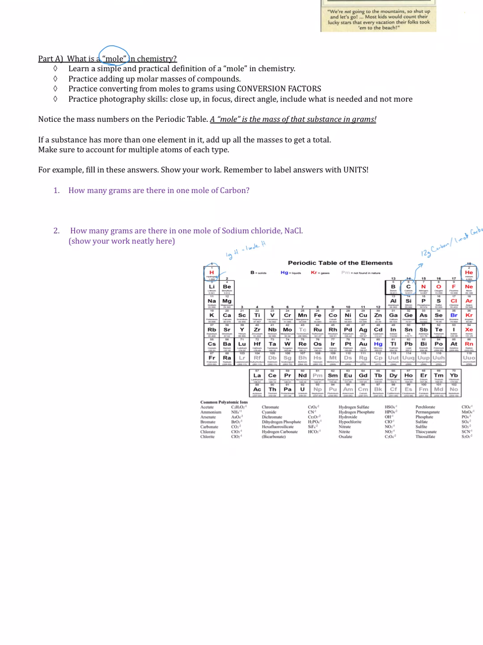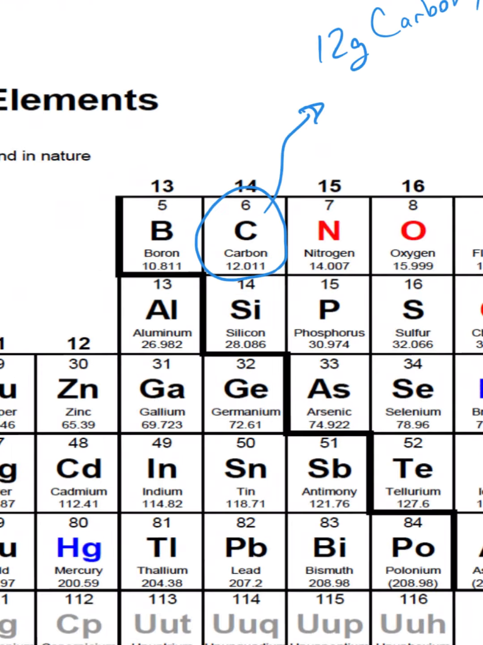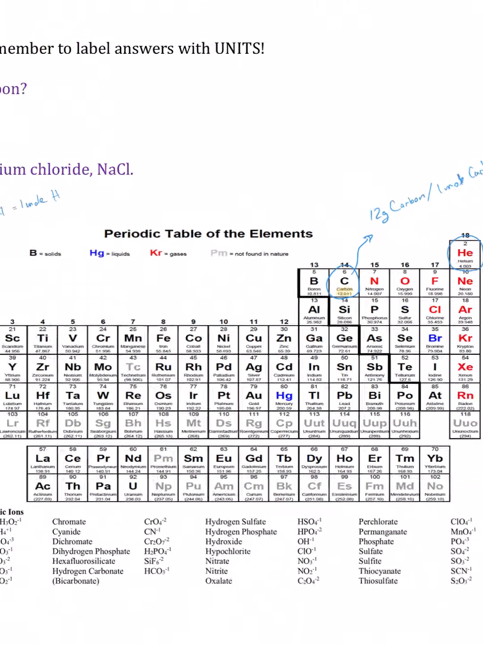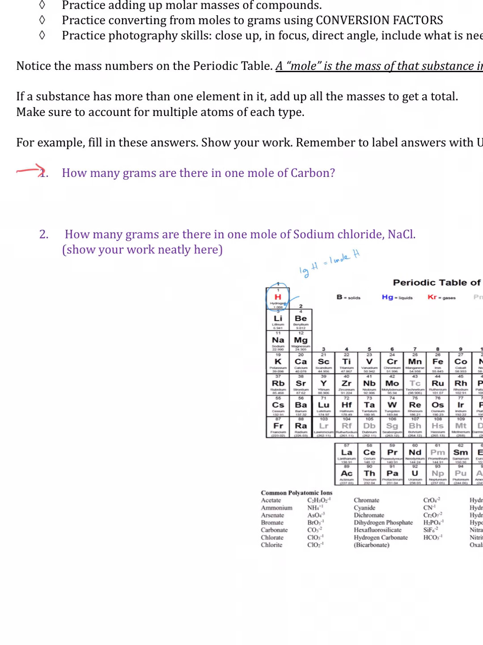So we did some problems. We did some questions together. I already answered this first question: How many grams are there in 1 mole of carbon? I simply go down here, look at the periodic table, find this piece right here, and it tells me 12.011 grams. For our intents and purposes, we can round to the nearest whole number. So 12 grams of carbon in 1 mole of carbon.